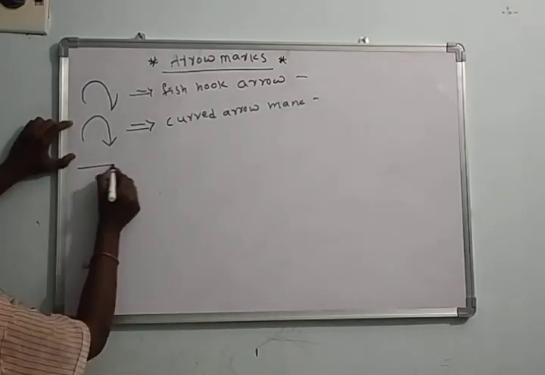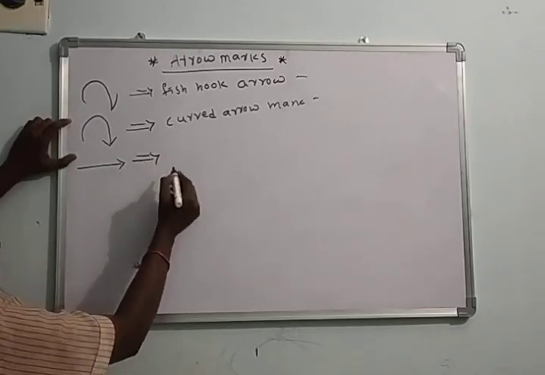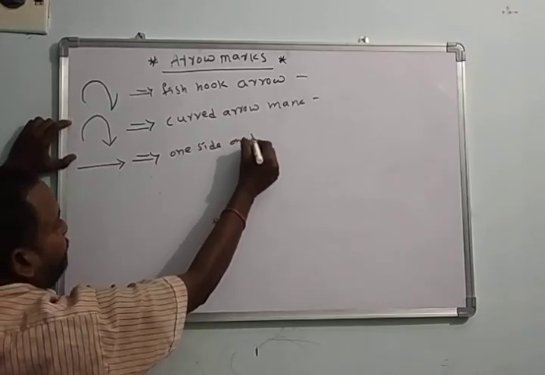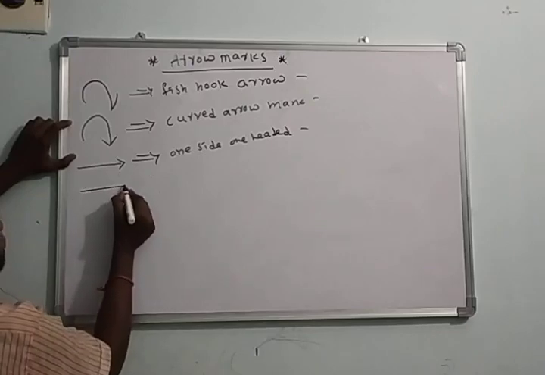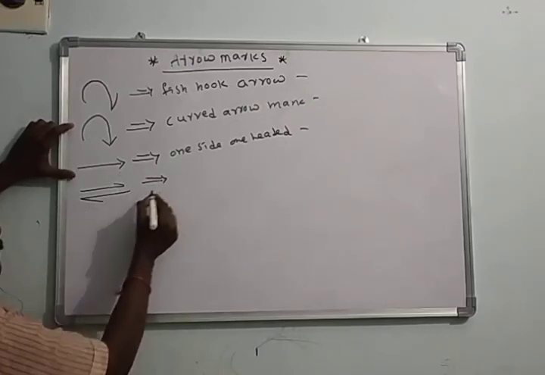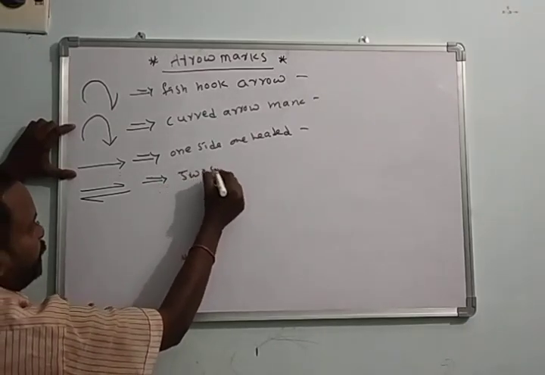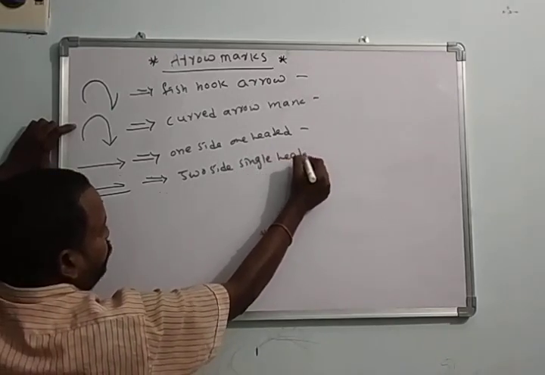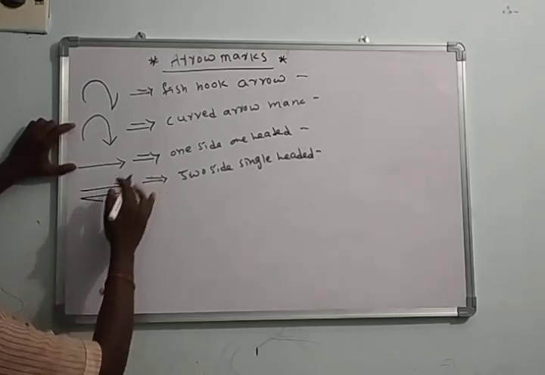Here is one more arrow mark. This we call the one-sided, one-headed arrow mark, the single headed arrow mark. And this is the two-sided single headed arrow mark. We will also discuss different ones.